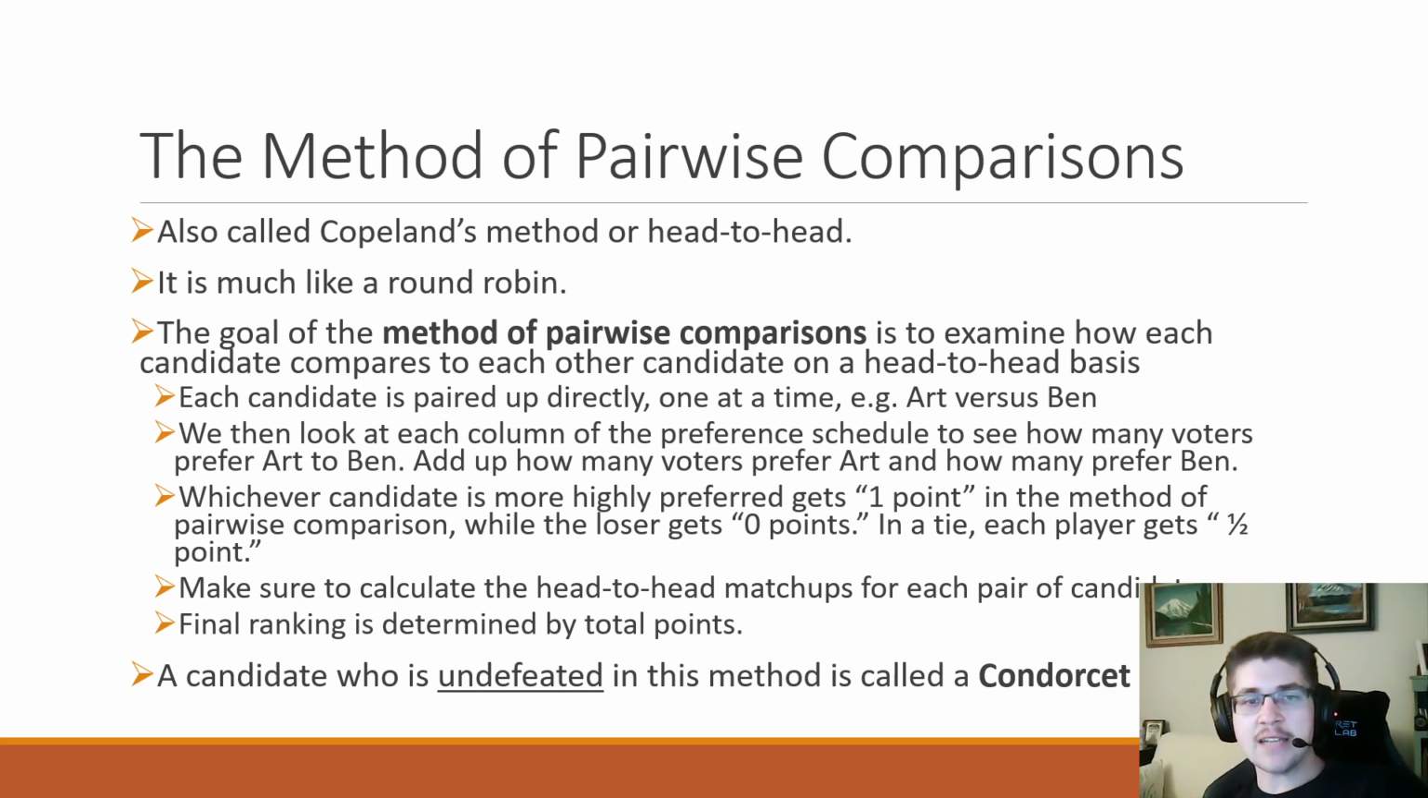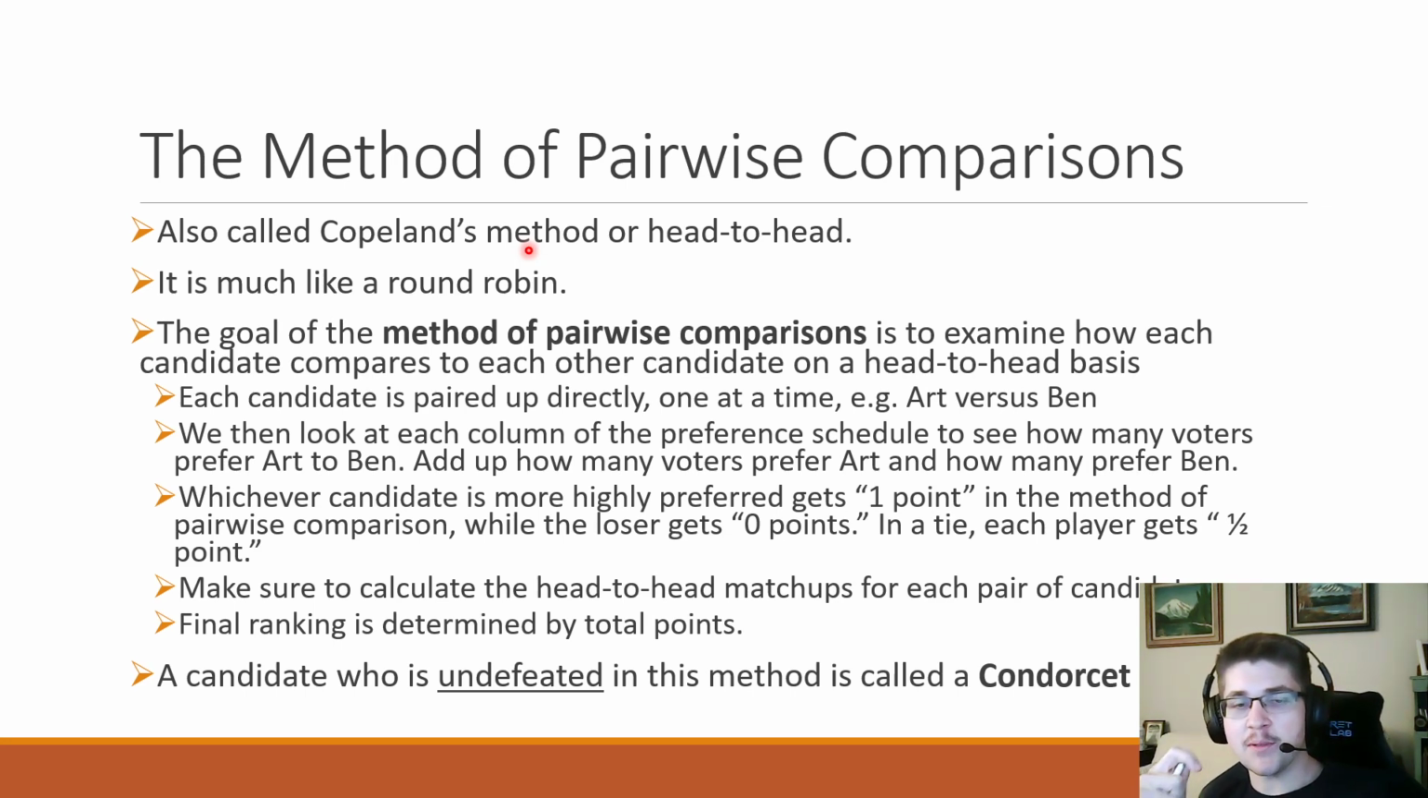The general idea of this method of pairwise comparisons is to pair up each candidate and compare them on a head-to-head, one-on-one basis. It's sometimes called a head-to-head method or Copeland's method. And it works very much like a round robin. A round robin is a common term in gaming, a method, like a tournament setting, of trying to figure out who is the best.